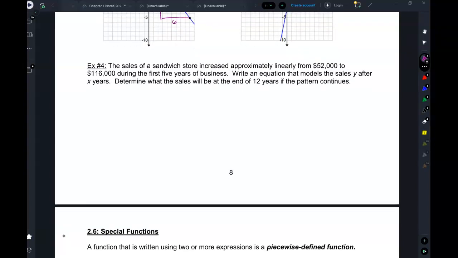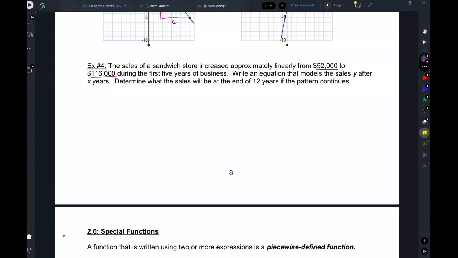Okay, the sales of a sandwich store increased approximately linearly from 52,000 to 116,000 during the first 5 years of business. Write an equation that models the sales y after x years. Determine what the sales will be at the end of the 12 years.